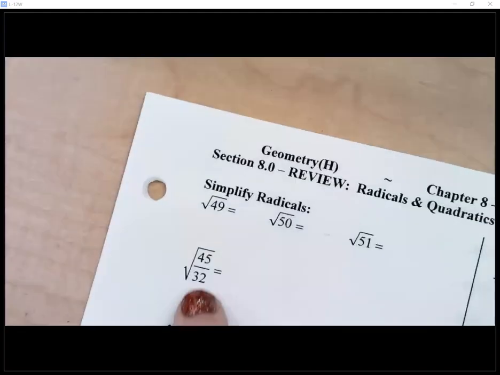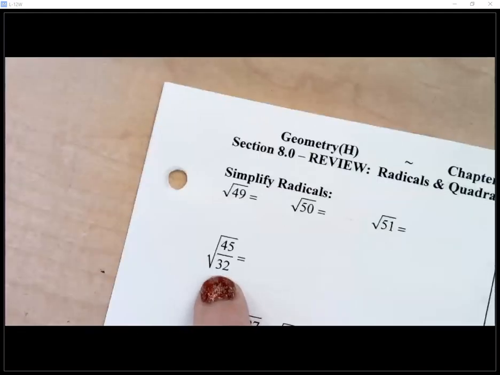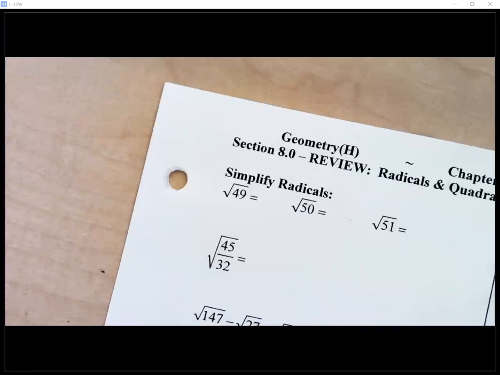Okay, so if you take a look at that, can you try the fraction one right there? Let's just see if you remember how to handle square roots of fractions, simplifying those.